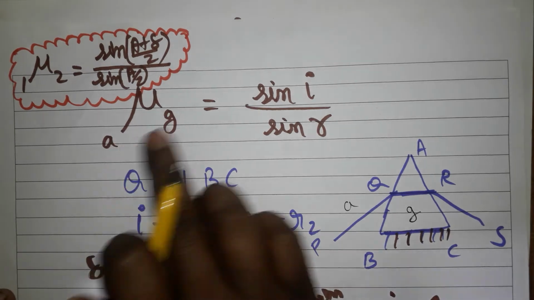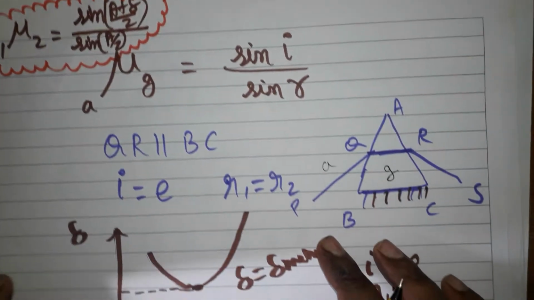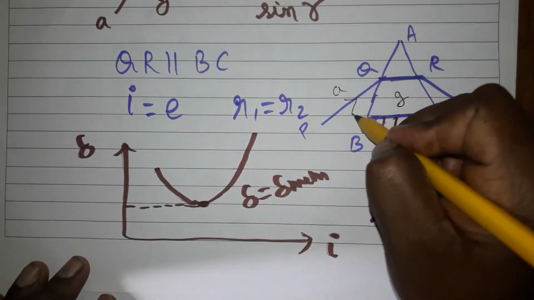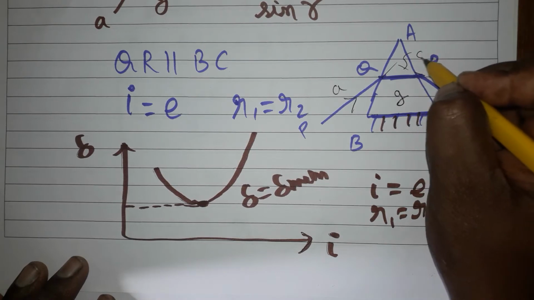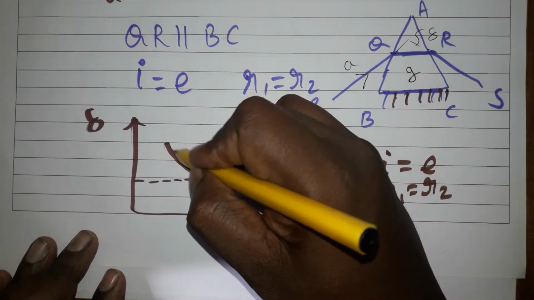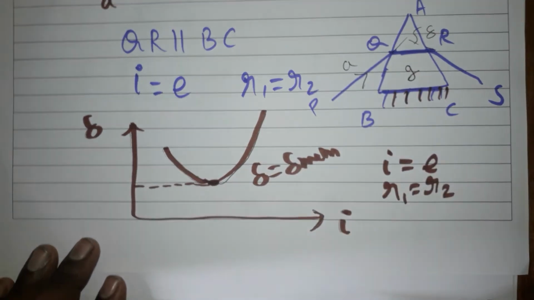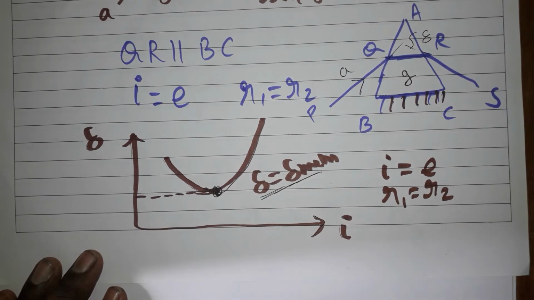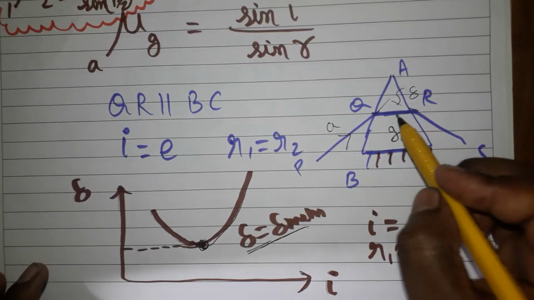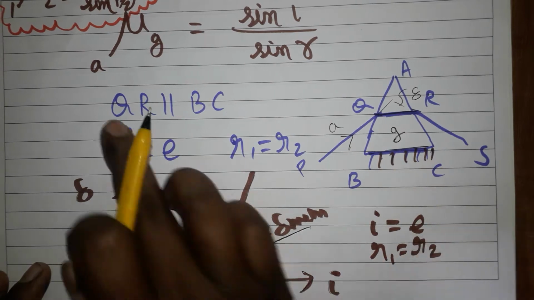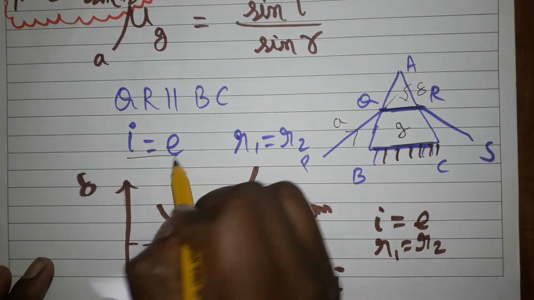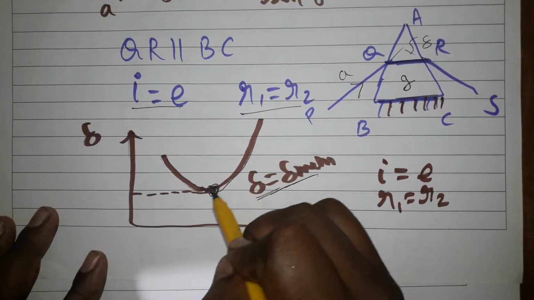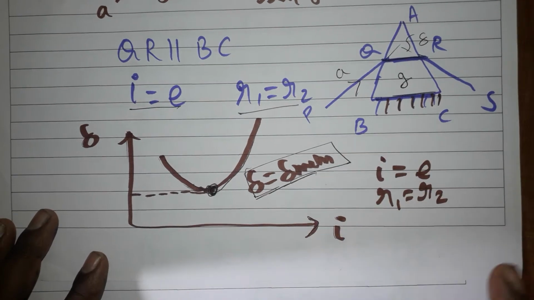Snell's law: sin I by sin R, incident angle by refracted angle, that's called Snell's law. When we draw the graph of incident angle versus deviation, first the deviation decreases, then the deviation increases. When the deviation becomes minimum, that time deviation is equal to minimum deviation. At that time QR is parallel to BC. At the same time I is equal to E and R1 is equal to R2. This condition should be satisfied when the deviation becomes minimum. Only at this place will that condition be satisfied.